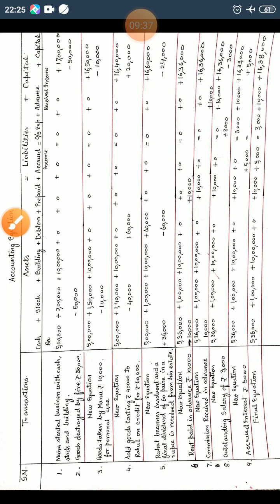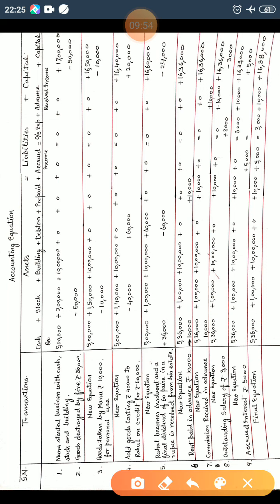Now next is outstanding salary of rupees 3,000. So outstanding salary involves two things. One, salary as an expense of 3,000, and at the same time outstanding salary is a liability. So as an expense it should be deducted from the capital, and as a liability it should be added to the outstanding expenses liability.